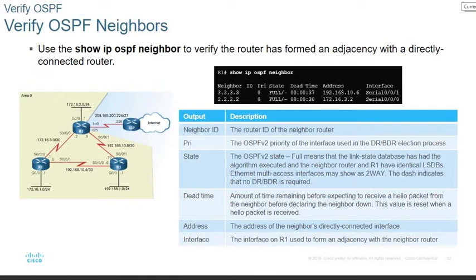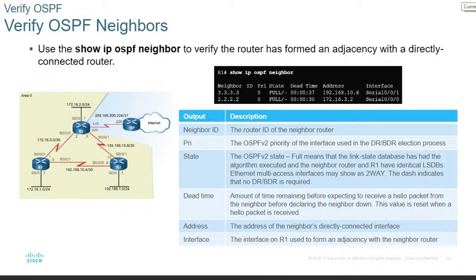Verify OSPF neighbor. Use the show ip ospf neighbor command to verify the router has formed an adjacency with a directly connected router. Output description: Neighbor ID is the router ID of the neighbor router. Pri is the OSPFv2 priority of the interface, used in the DR/BDR election process. State: the OSPFv2 state of Full means that the link state database has had the algorithm executed, and the neighbor router and R1 have identical LSDBs.